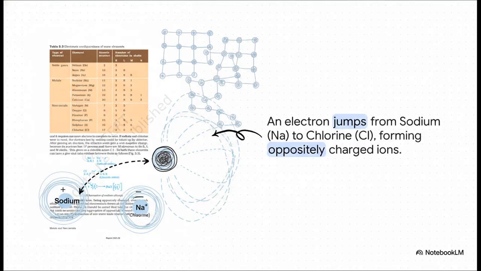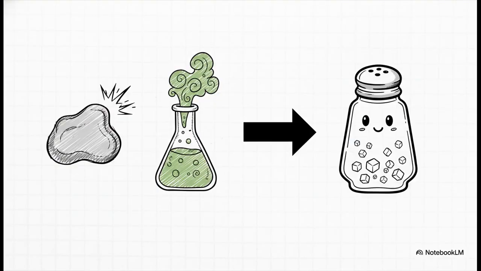And here it is. This picture shows our example perfectly. You can literally see that electron making the jump from the sodium atom right over to the chlorine atom. Poof! Sodium is now a positive ion, and chlorine is a negative one. And the best part? Both of them now have what they wanted all along: a full, stable outer shell. It's a total win-win. So, what's the result of this little transfer? Sodium chloride, which you and I just called table salt.